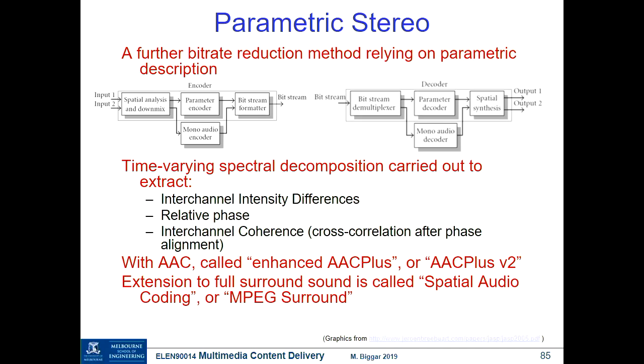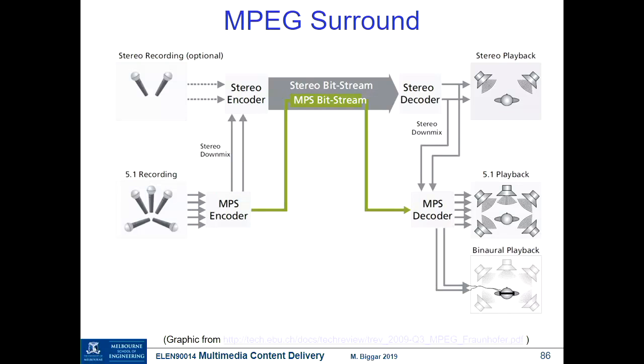With AAC, it has these various names: AAC Plus version 2, Enhanced AAC Plus. And it can be used beyond just two channels to surround, 5-channel surround, for instance. So there's an MPEG surround specification which uses this. And in this case, we encode just two channels, but synthesize the 5.1 or the 5-channel surround sound.